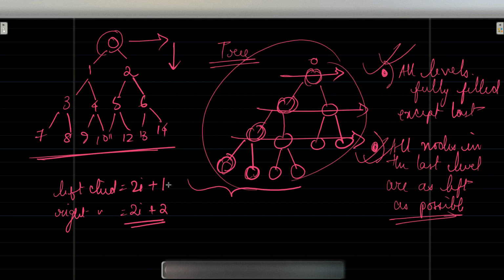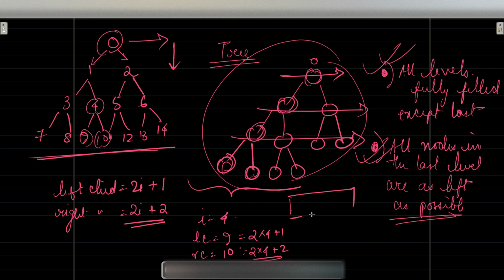So let's check it. Let's take i equals 4. Then we are going to get the left child as 9 and the right child as 10, which is equal to 2 into 4 plus 1, 2 into 4 plus 2. So you can check it. This is 4, 9, 10. Now this is an interesting property, and it leads us to implementing this heap not as a connected set of nodes but as an array. And let us see why that is the case.